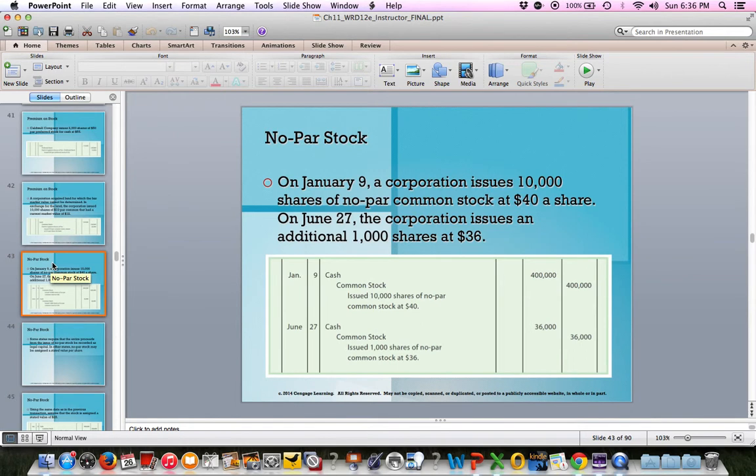You can also have no par stock. There's no par values associated with it at all, and that's a little bit easier in that the entry is a little bit cleaner. No big deal though. It says we're going to issue 10,000 shares of no par common stock for $40, and then we're going to issue another additional 1,000 shares for $36 a few weeks later. So very simple entry: debit cash, credit common stock for the price times the shares for both entries. Okay, there's no paid in capital to worry about.